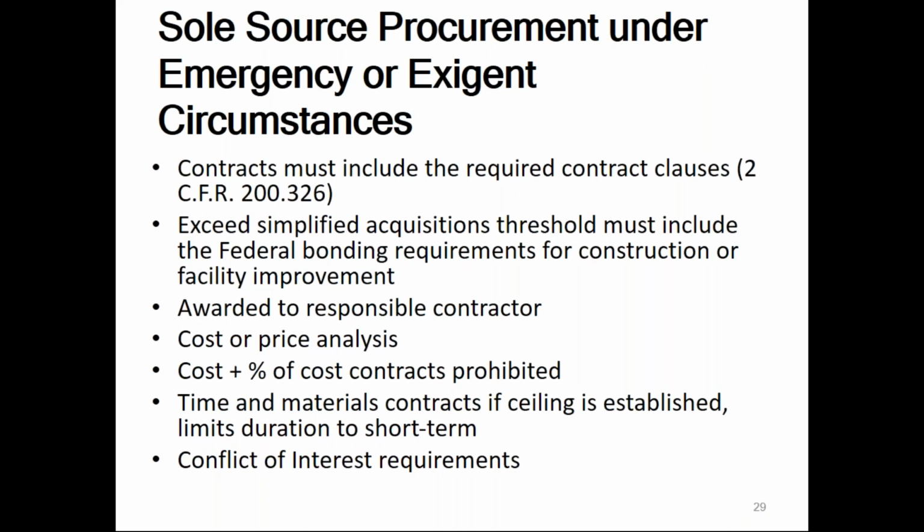Be sure you're awarding your contracts to responsible contractors and that these contractors are not debarred from working and participating under federal grants. Cost or price analysis is required with every sole source procurement. Be aware that cost plus a percentage of cost contracts are prohibited. Time and materials contracts are an acceptable type of contract under federal awards. However, a ceiling must be established, and it's generally for a limited duration of time, a short-term period. Be sure that you're working with your employees and whoever is involved with awarding these contracts, that there is no conflict of interest.